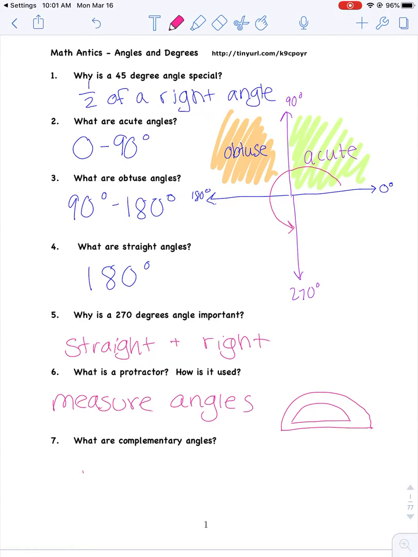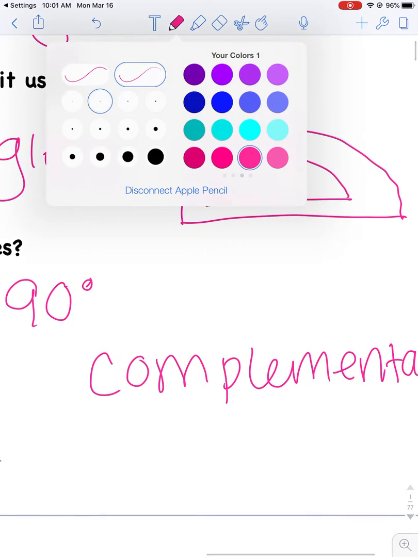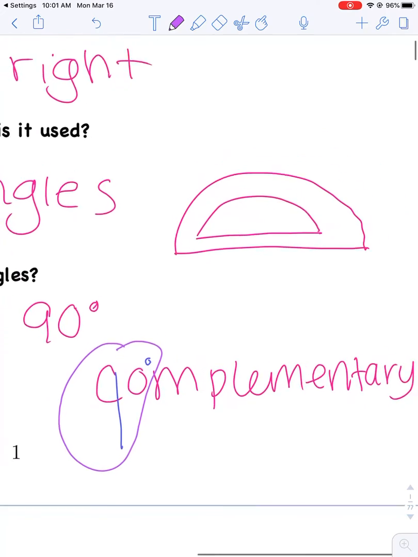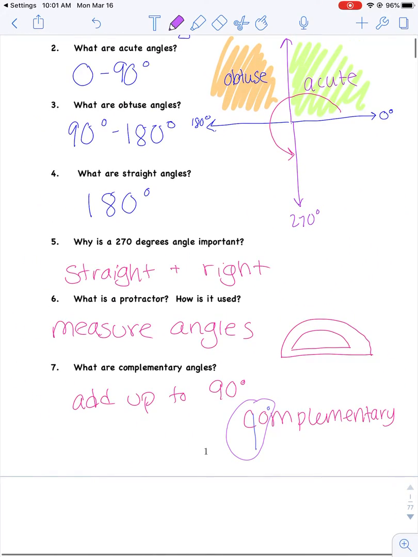What are complementary angles? Those add up to 90 degrees. And the way that I remember that is if you look at the word complementary and you look at the first couple letters, you can actually make 90 degrees. If you look right in this section, the beginning of the word forms 90 degrees. So I kind of visualize it like that. So for example, you could say that a 40 degree angle and a 50 degree angle are complementary because if you put them together, they add up to 90 degrees. Any pair of numbers that adds up to 90 degrees is complementary.